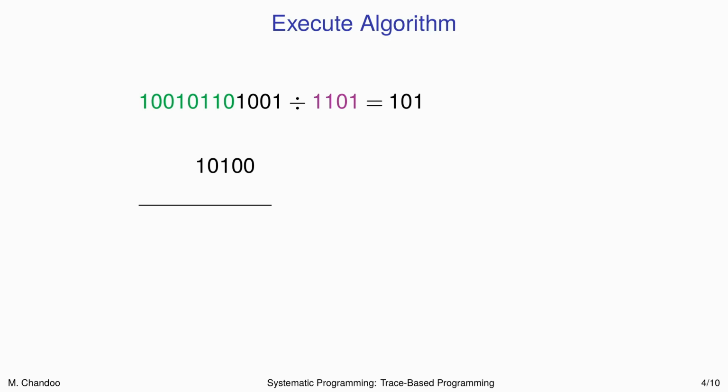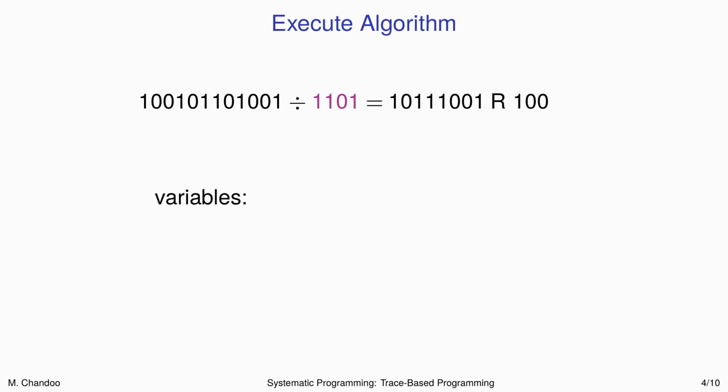Again, the number on the bottom is larger than the divisor, so we append a 1 and subtract. And this continues. This is the final time the divisor fits into the bottom number. We append 1 to the quotient, and the result of the subtraction is the remainder. Now the execution of the algorithm has finished.